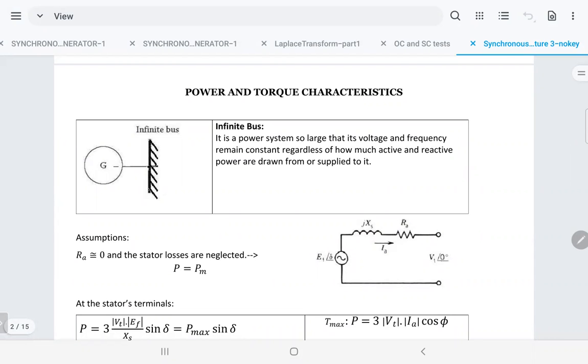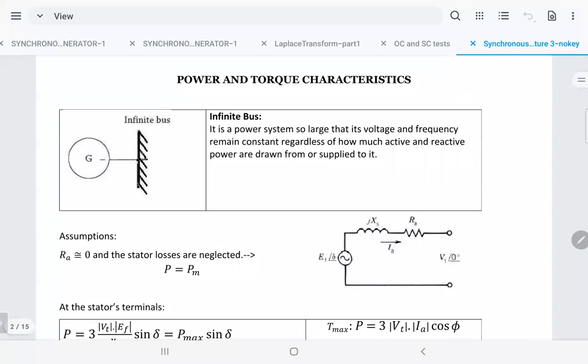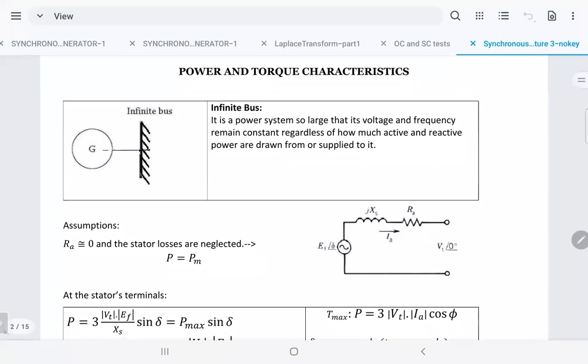What does infinite bus mean? It means a power system so large that its voltage and frequency remain constant, whatever happens. Change in the load, change in the generation, they keep the voltage and the frequency constant at this bus. And it's called infinite bus. And that's the way to represent it, infinite bus like that. It's very important in power systems.